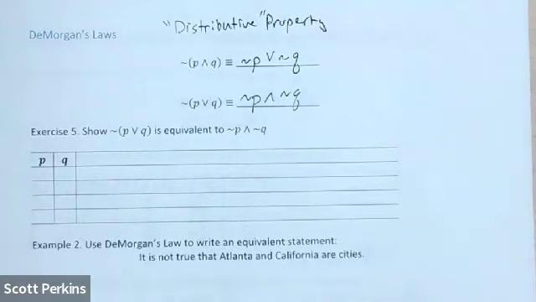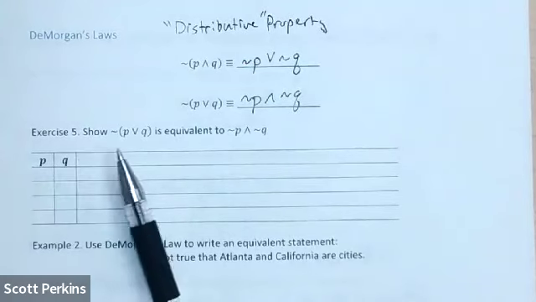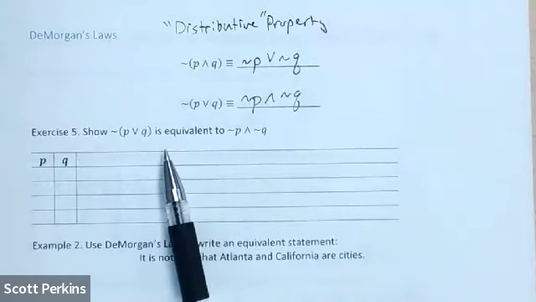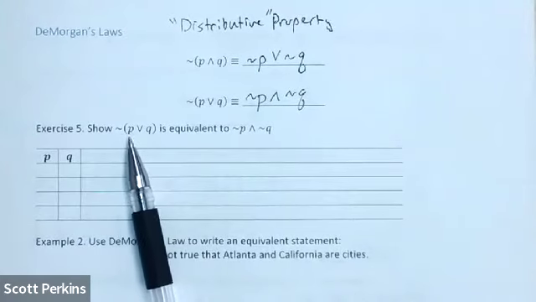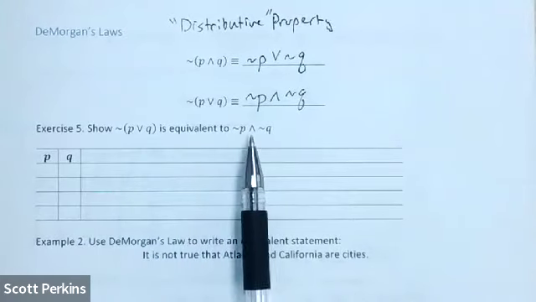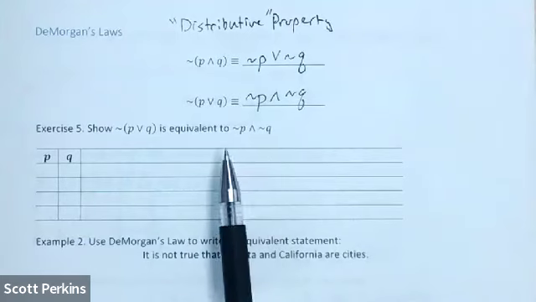So here's what I would like you to do. This is a nice warm-up exercise for us, kind of reviews a bunch of places where we've been. I want you to show the second equivalence is true using the truth table. Show that squiggly (P or Q) is equivalent to squiggly P and squiggly Q.